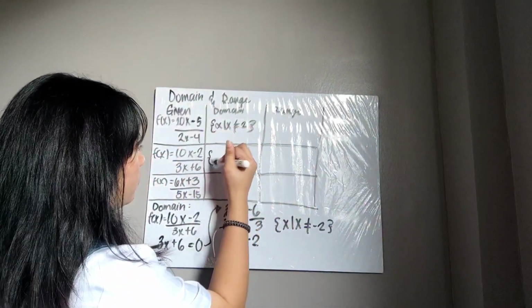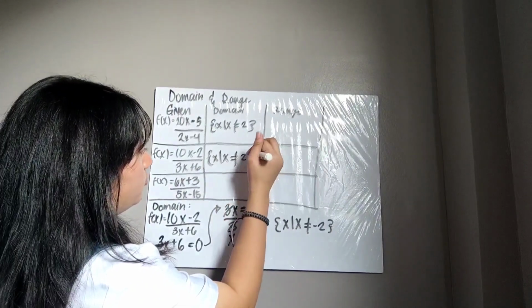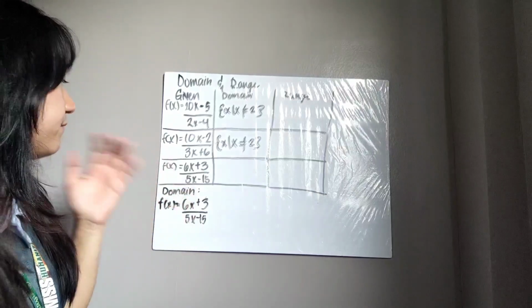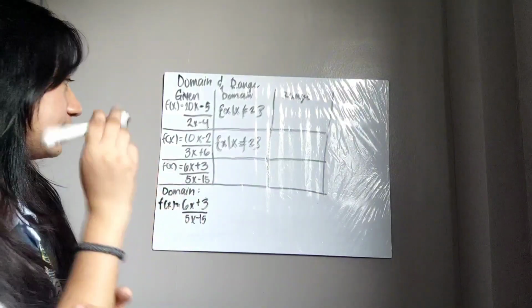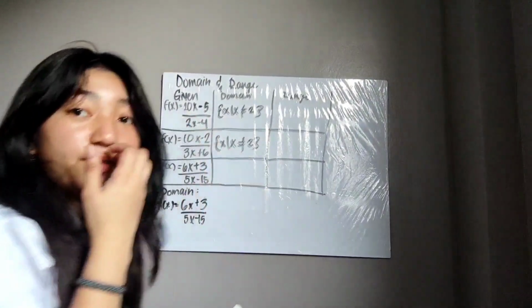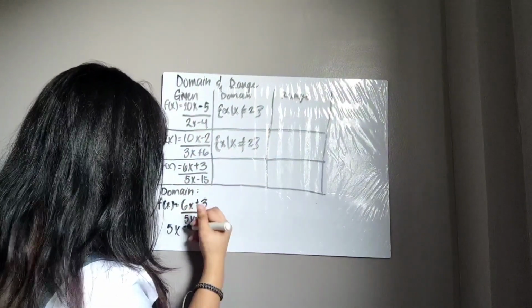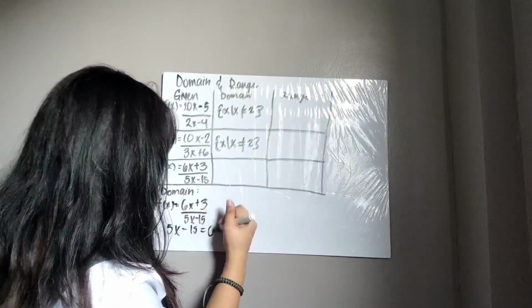So, x should not be equal to negative 2. Next na isi-solve is yung fx is equal to 6x plus 3 over 5x minus 15. Okay, ganun lang ulit sa domain. Kunin natin yung denominator, which is yung 5x minus 15 is equal to 0.